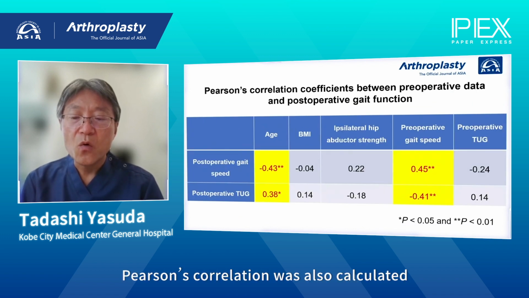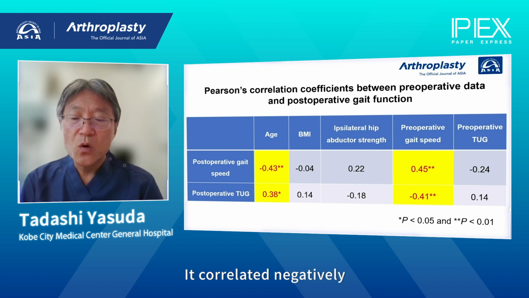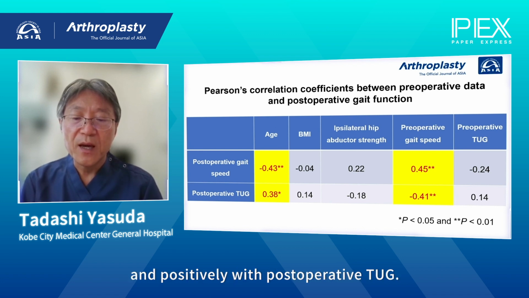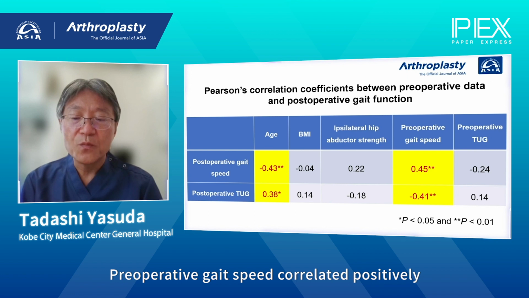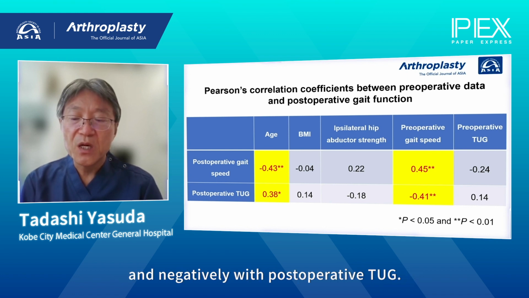Pearson's correlations were also calculated between preoperative clinical data and gait function after THA. Age correlated negatively with postoperative gait speed and positively with postoperative TUG. Preoperative gait speed correlated positively with postoperative gait speed and negatively with postoperative TUG.